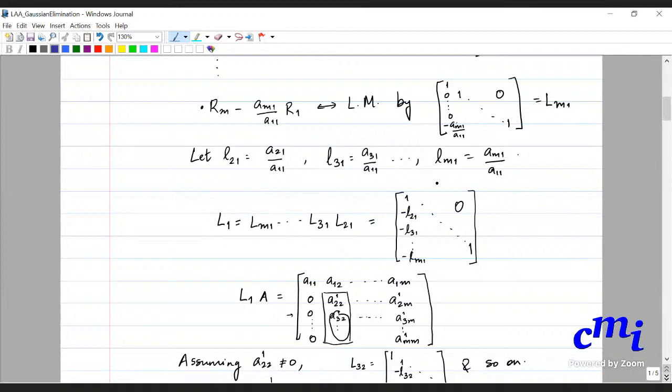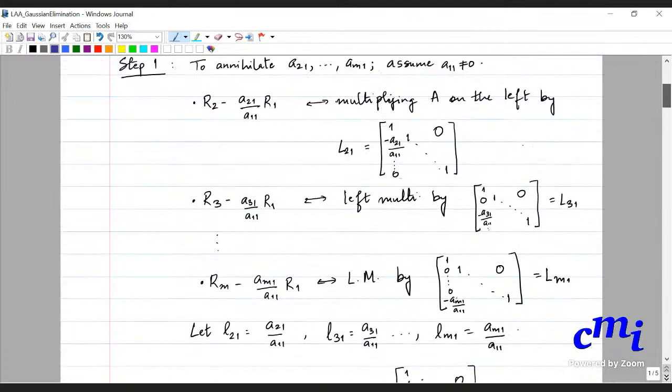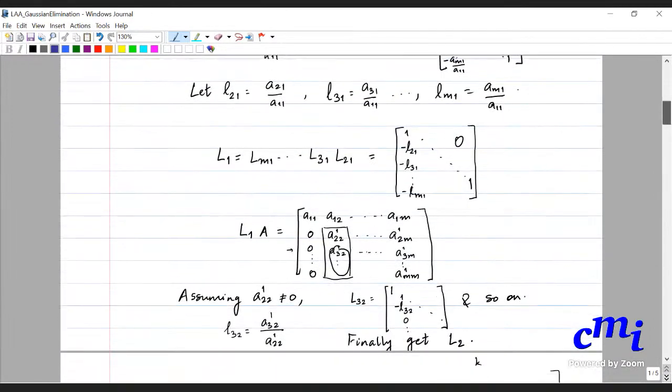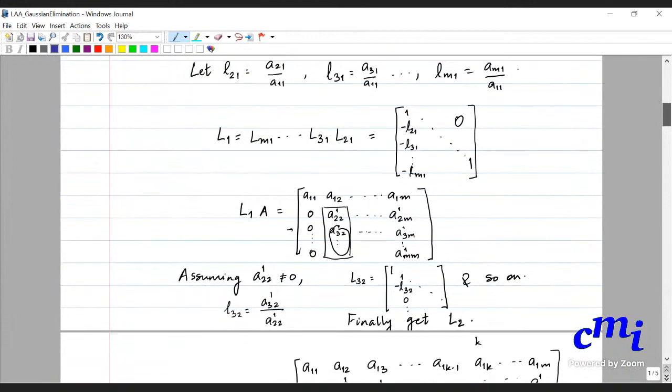So the net result of multiplying A with this L1 is obtaining these zeros here. So you have done all these row operations. Okay. And now this is what we do. We continue with this process.